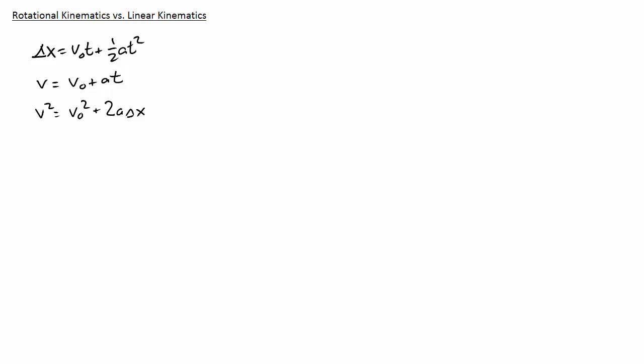In terms of rotational kinematics, we have three very similar equations. We have delta theta equals omega naught t plus 1/2 alpha t squared. We have omega equals omega naught plus alpha t. We have omega squared equals omega naught squared plus 2 times alpha times delta theta. So you'll notice that our equations are pretty much the same.